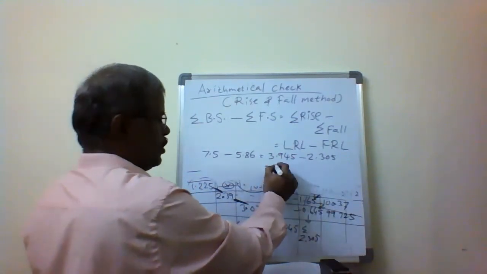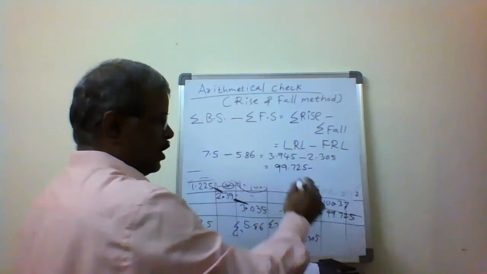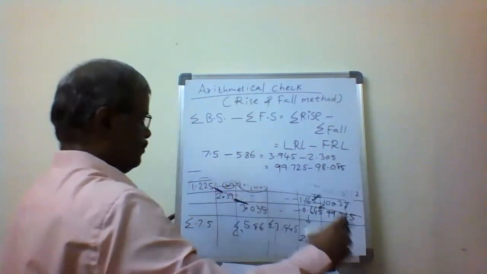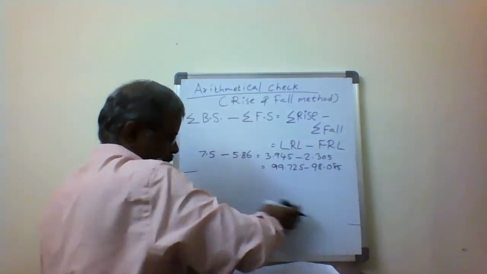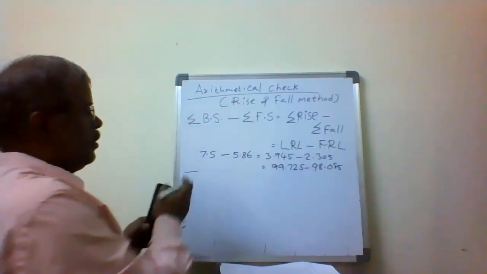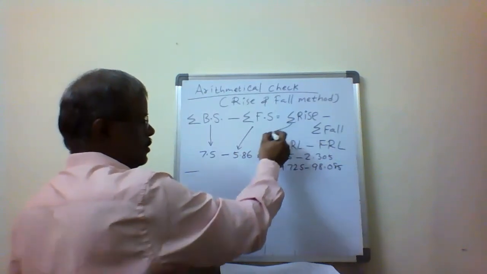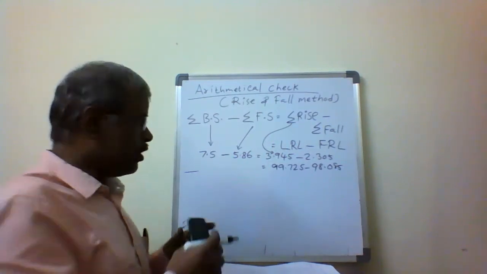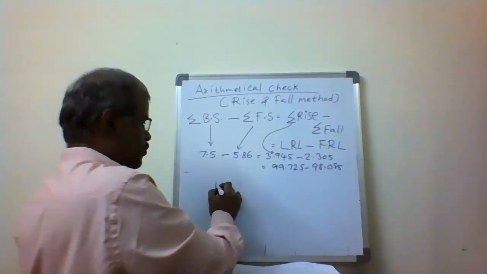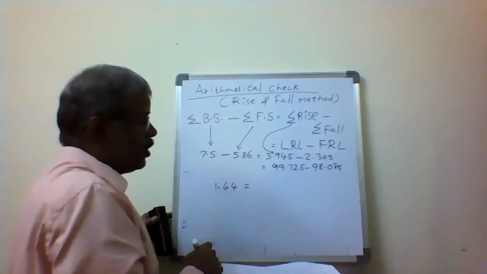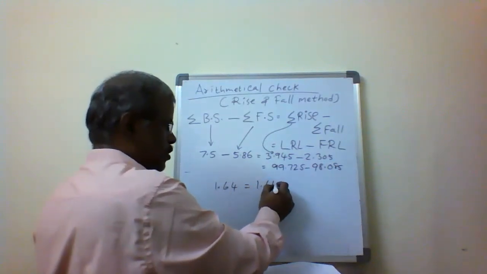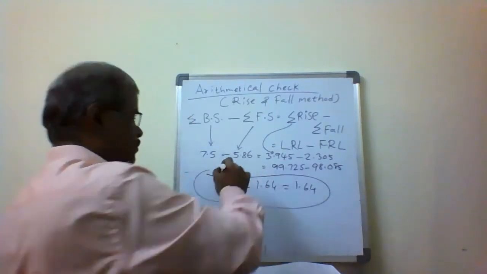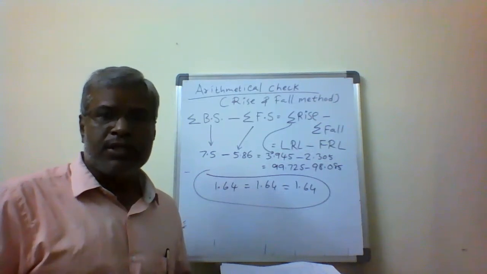What is the last RL minus the first RL? 99.725 minus 98.085, the first reduced level. 7.5 minus 5.86 is the positive value, 1.64, equal to 3.945 minus 2.305, which is 1.64, equal to 99.725 minus 98.085, which is 1.64. So the arithmetic check is satisfied.